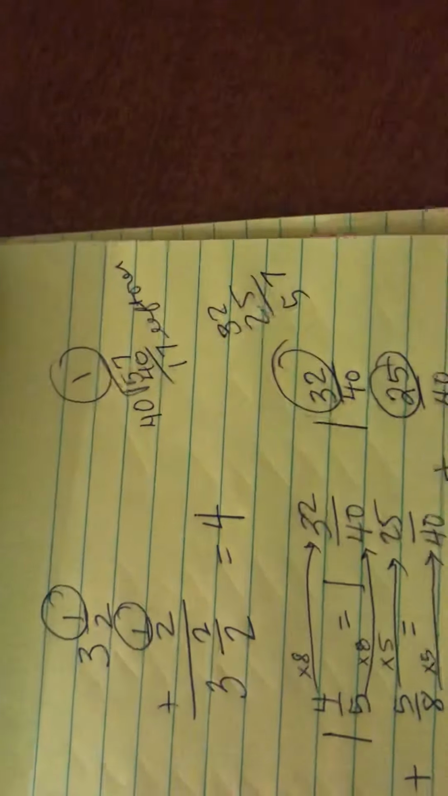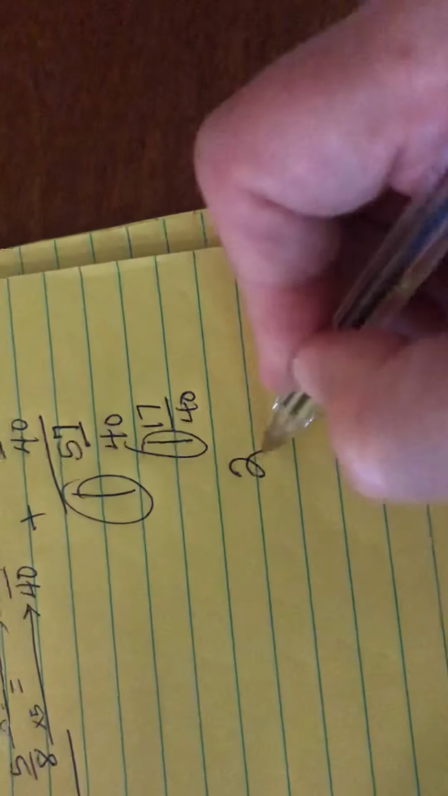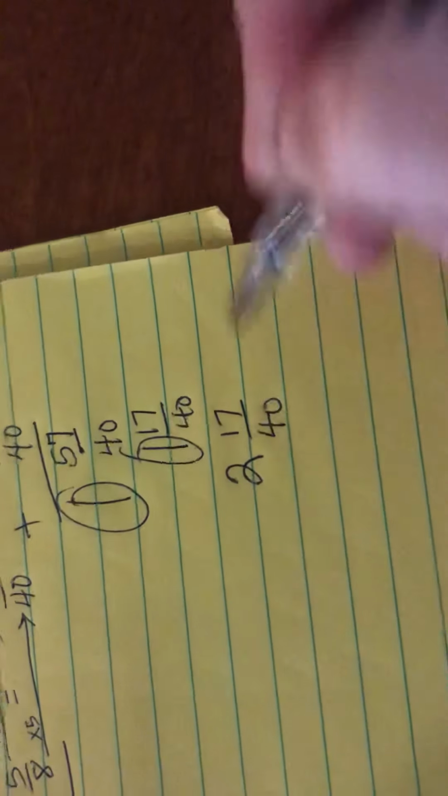So that's 1 17/40ths, but you already had that other one. So that gives you 2 17 over 40.